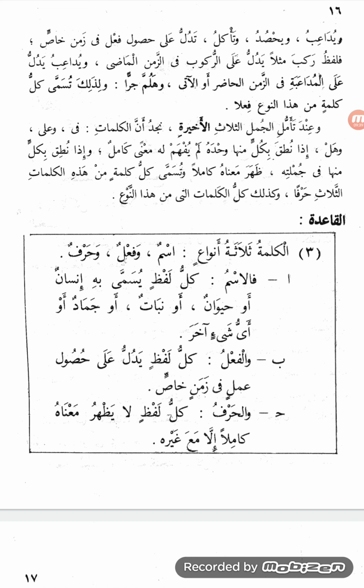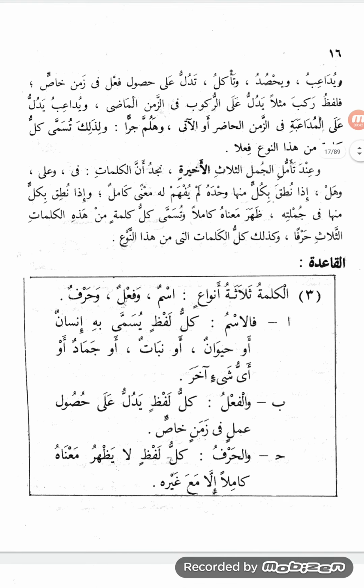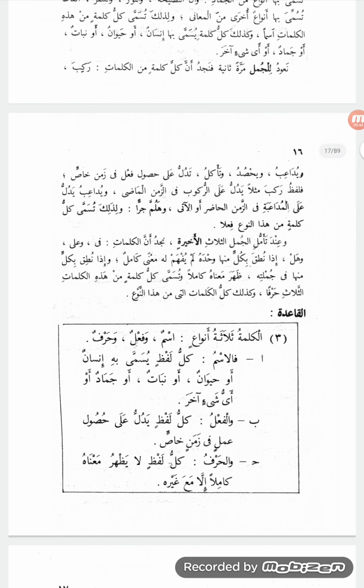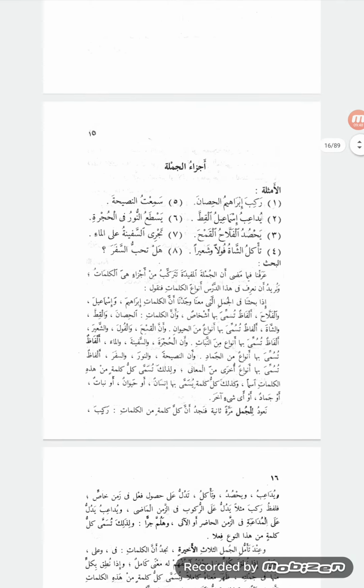So that's the definition of these three words. Ism, fi'l and harf. So basically the lesson is saying in Arabic words are divided into three categories and how to identify these words.